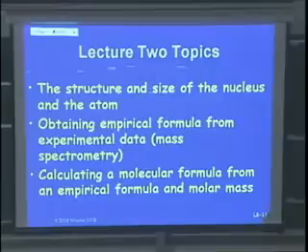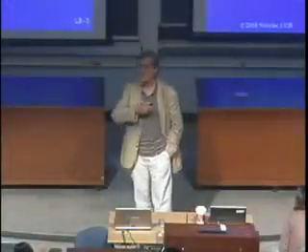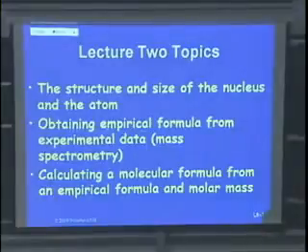We talked about the structure and the size of the nucleus and the atom. So the nucleus is about 10 to minus 15 meters, and the atom itself is about 10 to minus 10 meters, 5 orders of magnitude larger than the nucleus, but all the mass is in the nucleus. We know how to obtain empirical formulas from experimental data.